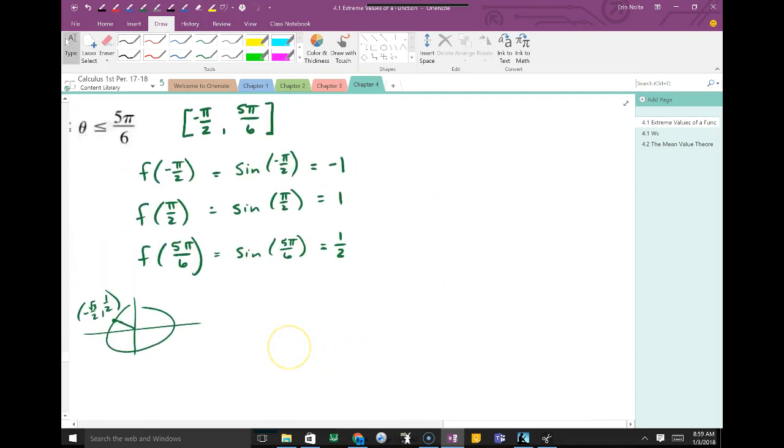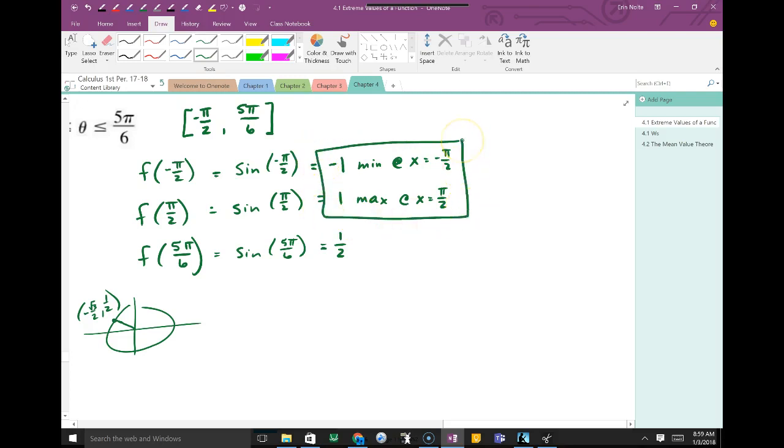All right, so which one is my max? The second one, at the x value of pi over 2. Good. Okay, and what's my min? Good. We got it? Piece of pie.